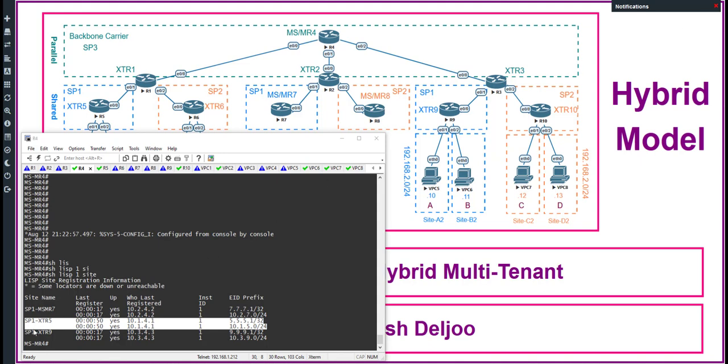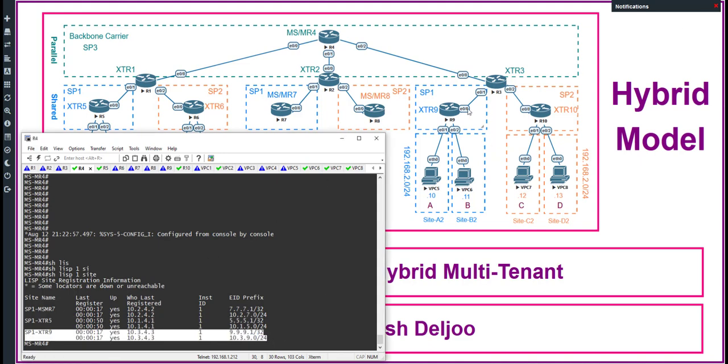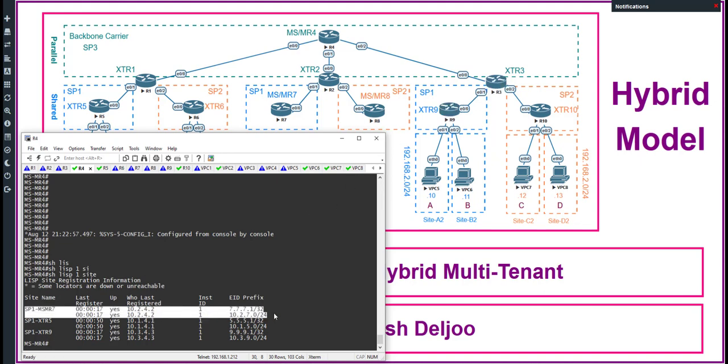Okay, let me show you the SP1 XTR9 means this. For example, VRF, as you can see, again we receive two addresses from the router 3, 9.9.9.1/32, the IP address of the loopback 1 of the router 9, and then 10.3.90.0/24, the link between router 3 and router 9. Also, from the site SP1 means service provider 1 MSMR7, here we learned 7.7.7.1/32 and then 10.2.70.0/24. From the router 2, this is the link between the router 2 and 7, and also loopback 1 of router 7.